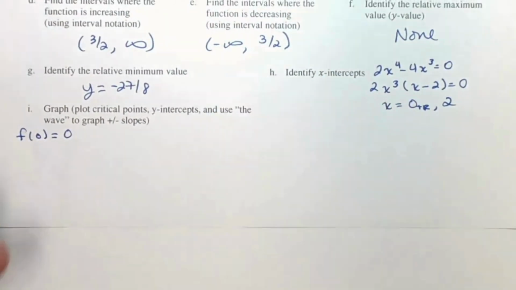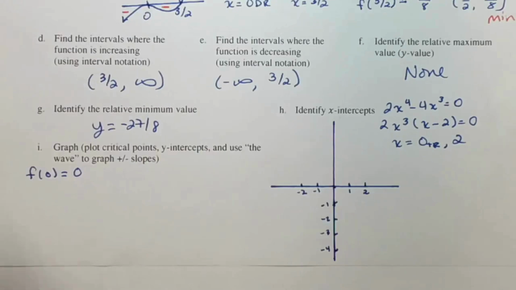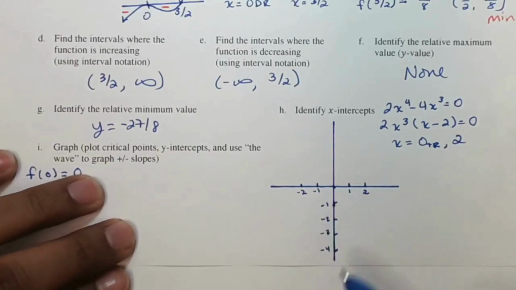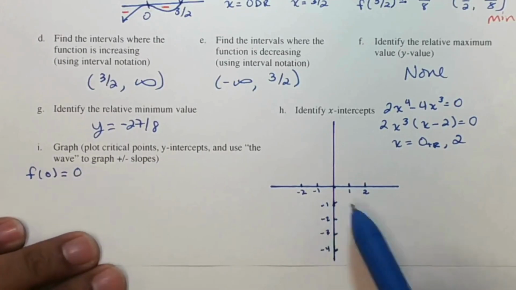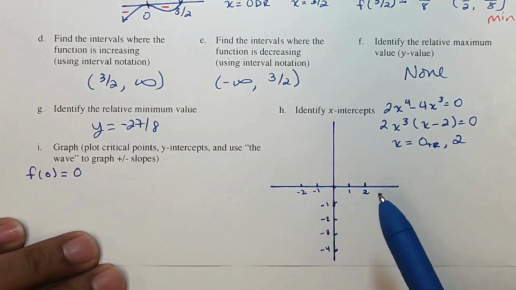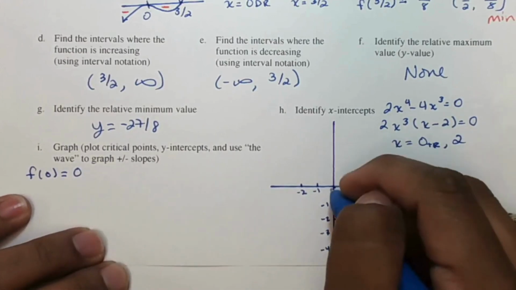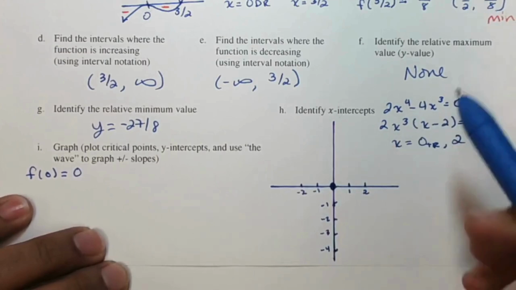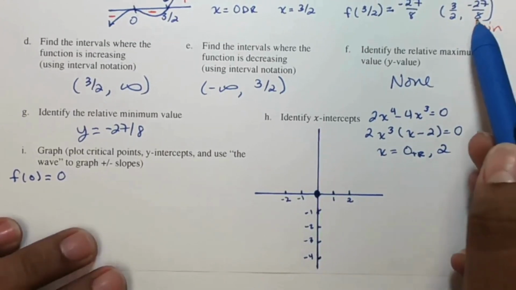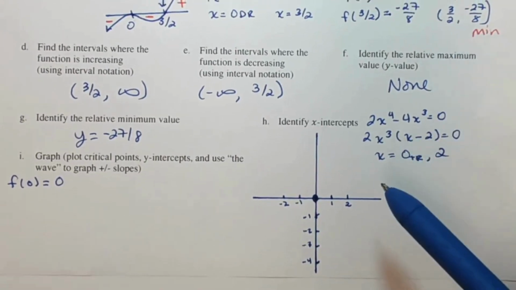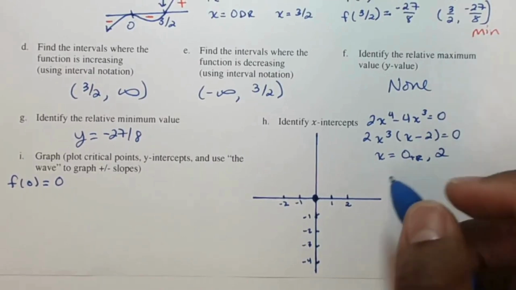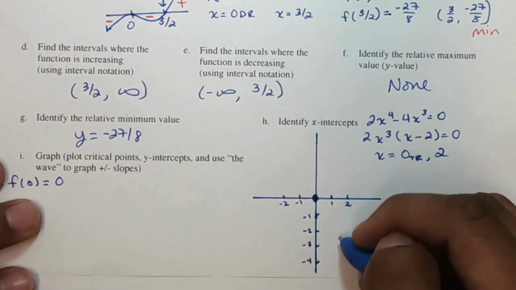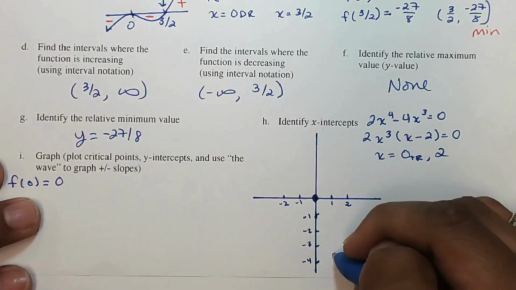So let's draw our grid. With this grid, what I ended up doing was just using the single tick mark. So each tick mark is 1. So what do we have here? Well, we have a y-intercept at 0, 0. We have a critical point at 0, 0. And then we have a point at 3/2, -27/8. So 3/2 is 1.5. -27/8, it's somewhere between -3 and -4. So I'm just going to say it's here.